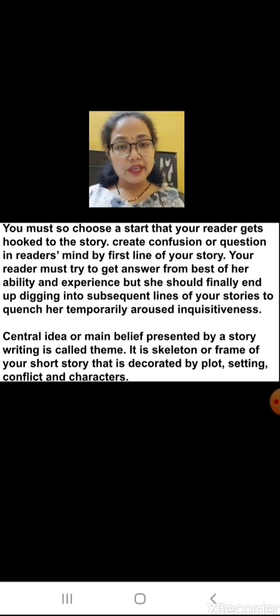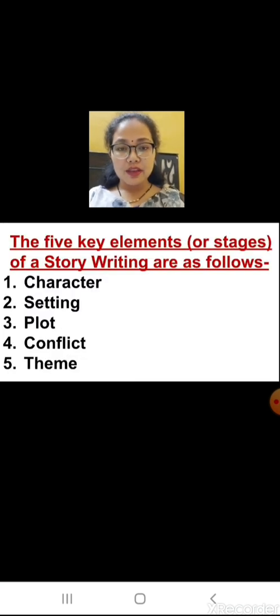The central idea or main belief presented by a story is called theme. It is the skeleton or frame of your short story that is decorated by plot, setting, conflict and characters. Now here are the 5 main key elements, or you can say the stages of story writing. The first one is character, second setting, third plot, fourth conflict, and the fifth one is theme.